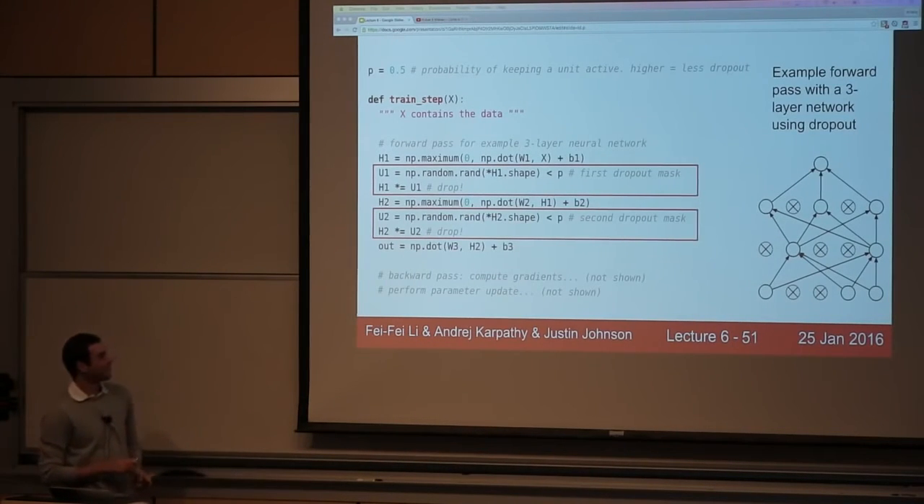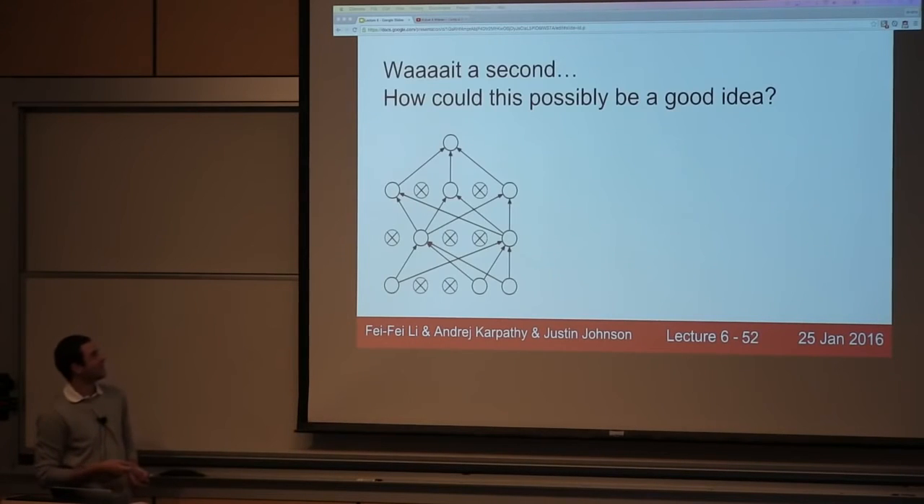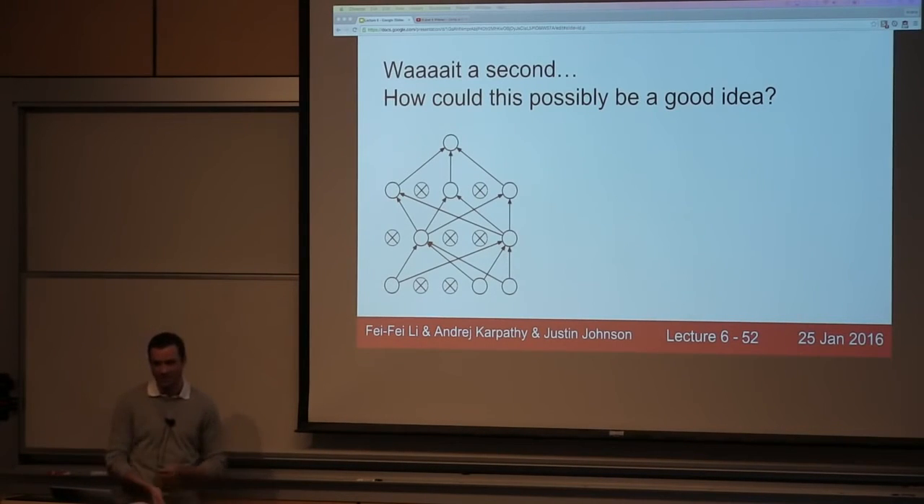So you might be thinking, when I showed you this for the first time, how does this make any sense at all? How is this a good idea? Why would you want to compute your neurons and then set them at random to 0? How does that make any sense whatsoever? So I don't know. What do you guys think?